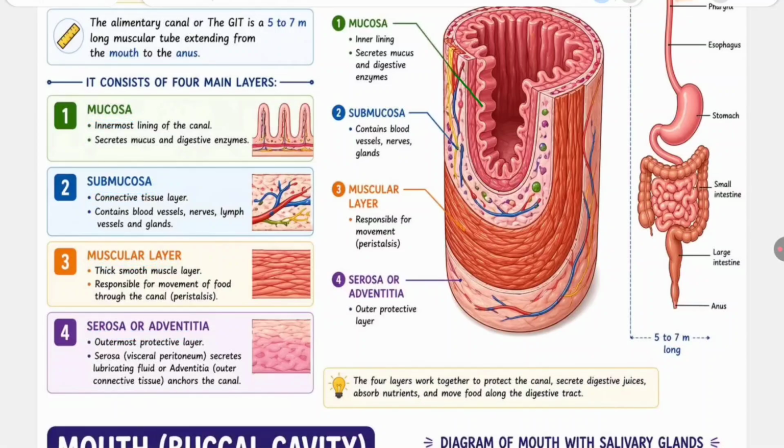I will go from inner to outer. Here you can see mucosa. Mucosa is the innermost lining of the canal. It secretes mucus and digestive enzymes. Okay, this layer. Next, submucosa. Submucosa is the connective tissue layer, attached with connective tissue.